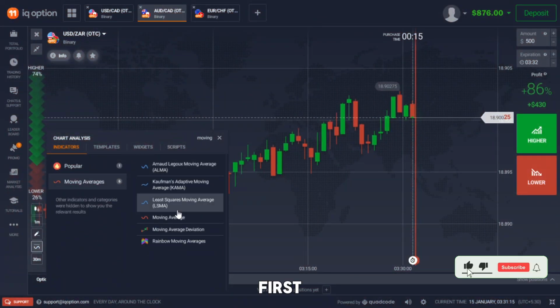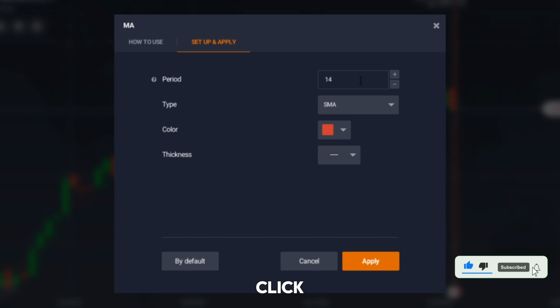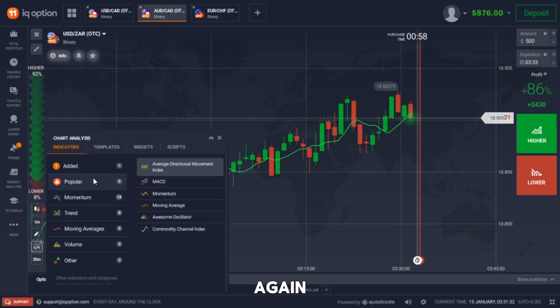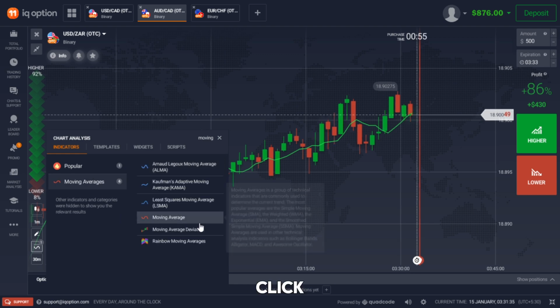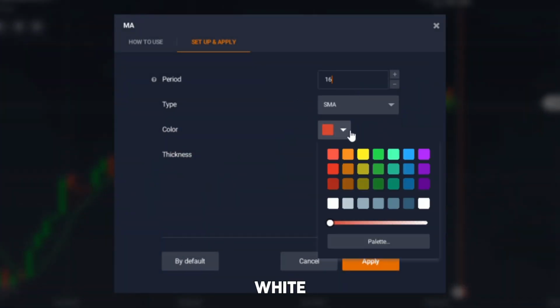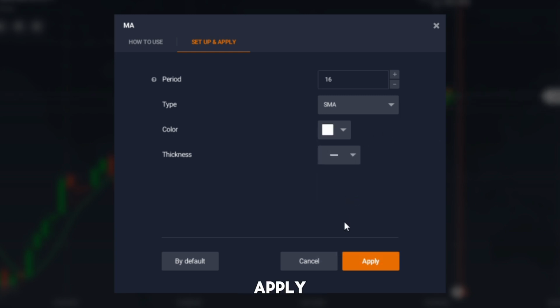So, first, search for the moving average indicator and click on it. Now change the period to 6, set the color to green, and increase the thickness a little bit. Then click Apply. Next, let's add the moving average indicator again. Search for it, click on it, change the period to 16, also change the color to white, and increase the thickness a little. Once done, click Apply.